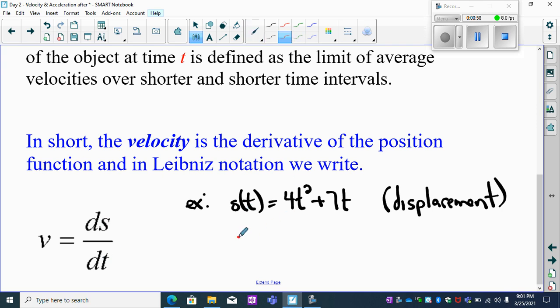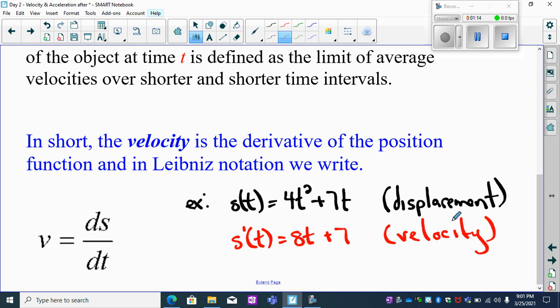So we can say that s prime t, in this case, let's take the derivative. What would the first derivative of this be? Well, 8t to the first plus 7, a simple power rule. And now I have an equation for finding the velocity. A lot of times you'll see people just, instead of writing s prime t, they'll write v. The velocity is equal to 8t plus 7.